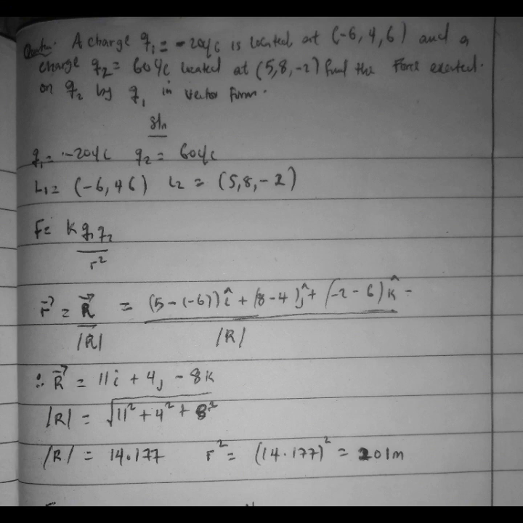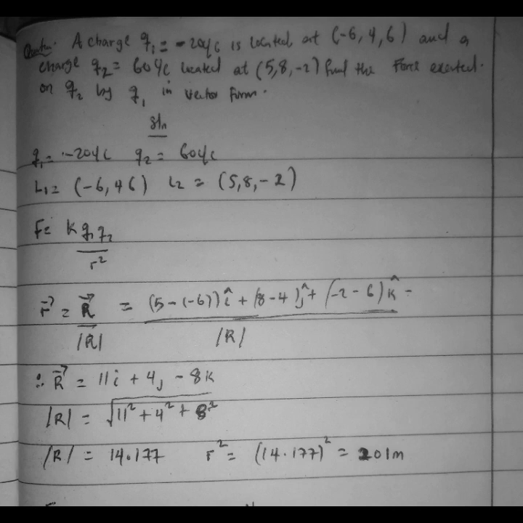When you subtract it together, it's going to give us R in vector, that is 11 I hat, 4 J hat, and minus 8 K hat. Now we have another thing which is known as the modulus of R. This modulus of R helps us to know the angle. It's also the criteria of knowing the angle of each direction of the charge.